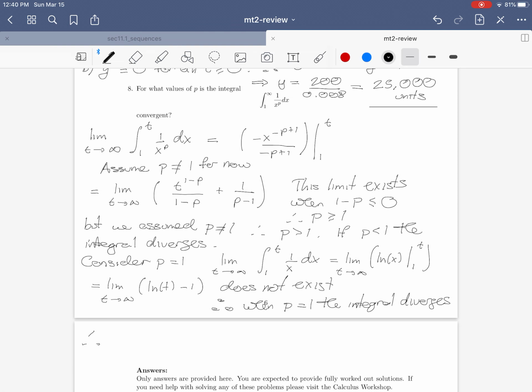So, to summarize, the integral from 1 to infinity of 1 over x to the p converges when p is greater than 1, and diverges when p is less than or equal to 1. And that's it.